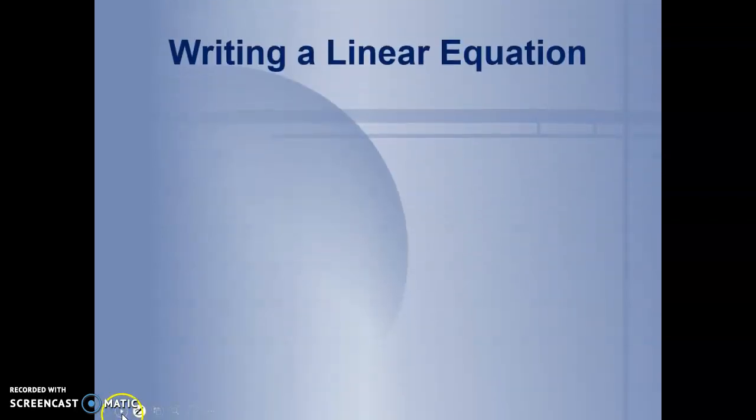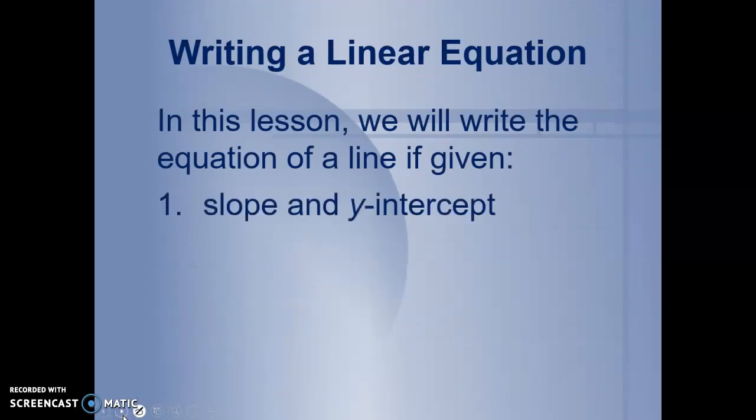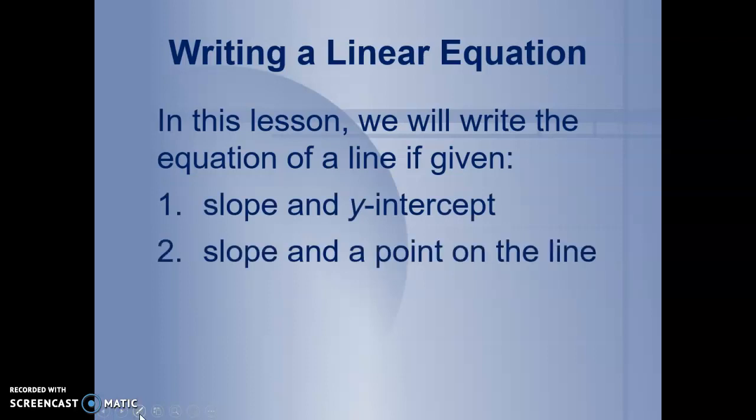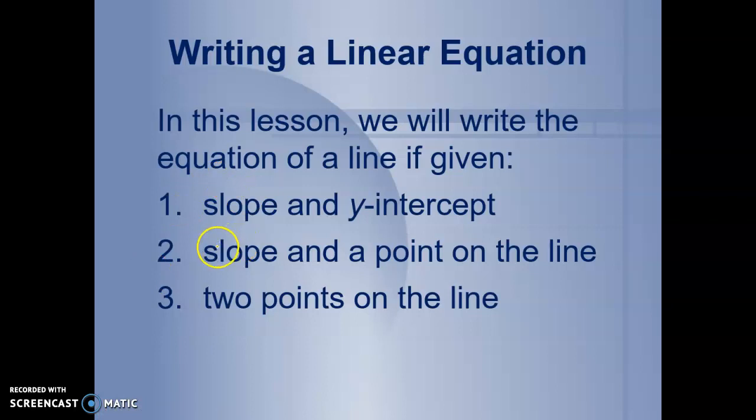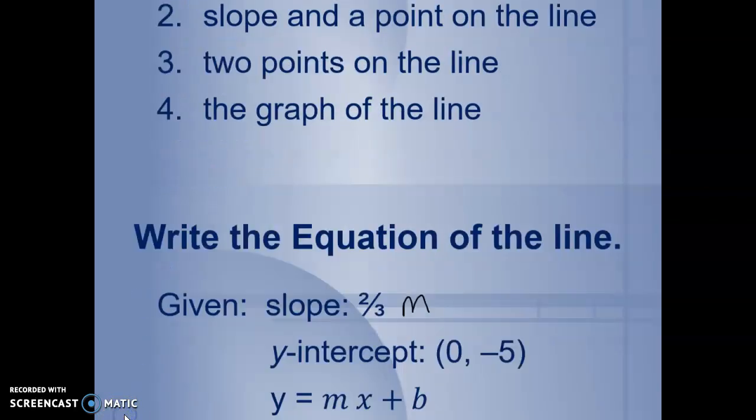Today, we will write the equation of a line if given a slope and y-intercept, or a slope and a point on the line, or 2 points on the line. Eventually, we always will need to find the slope. Sometimes we'll be given the slope, like in 1 and 2. Sometimes we're going to have to use our slope formula first to find the slope before we can do anything else. We'll also write the equation of a line if given the graph.